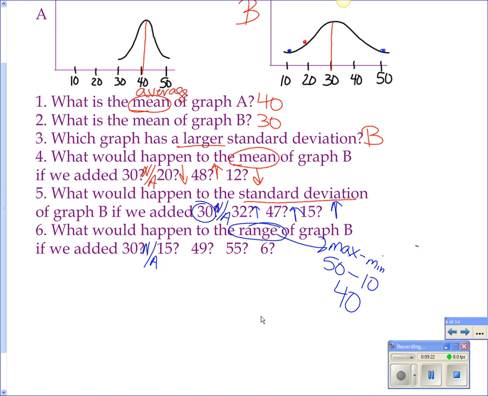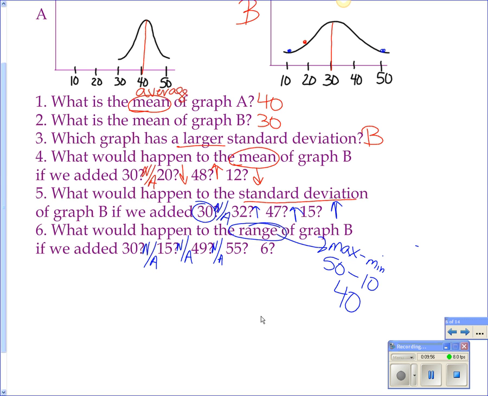Madison, what do you think about 15? Would that change it? So how do we get range? What do we do? Max minus min. So if I put in 15, does it change the maximum? Does it change the minimum? All right, what is the minimum? Is 15 smaller than 10? No, so it doesn't change it at all. Okay? Jeremy, what about 49? Would 49 change it? No. Good.